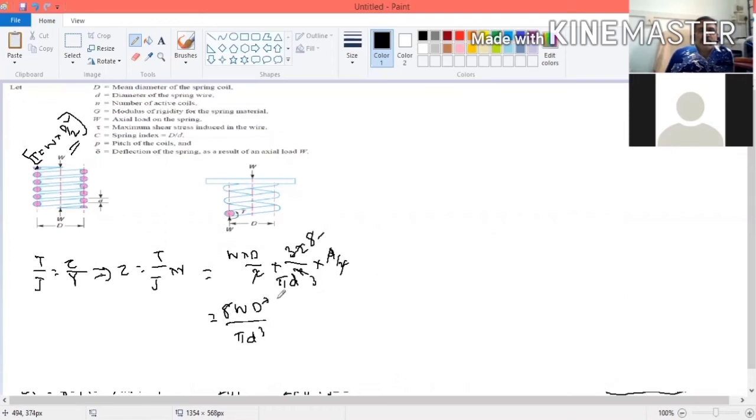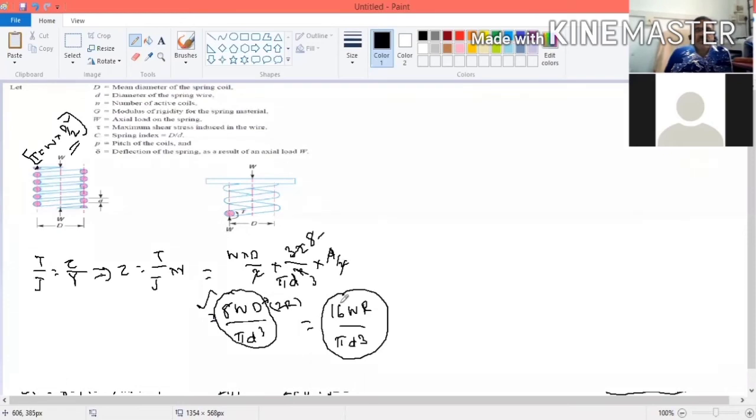If you substitute the value of D as 2R, diameter is equal to 2 times radius, the equation will be 16WR divided by pi D cube. Either you can remember this equation or this equation. In some books it is given as 8WD by pi D cube, in some books as 16WR by pi D cube. So in case of springs, the shear stress tau is equal to 8WD by pi D cube or 16WR by pi D cube. Use either equation.